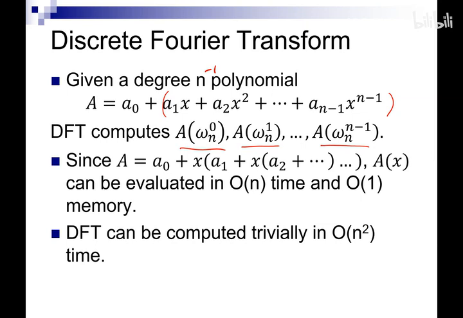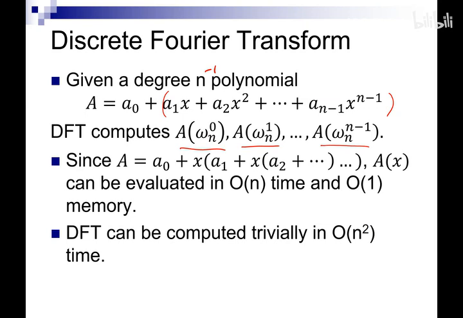Okay, so that means that if you evaluate A at one position, for one value of x, that's going to take you order n time. And so here, our goal is to evaluate A at these n different roots of unity. And so that would just take you order n squared time if you use this basic algorithm.